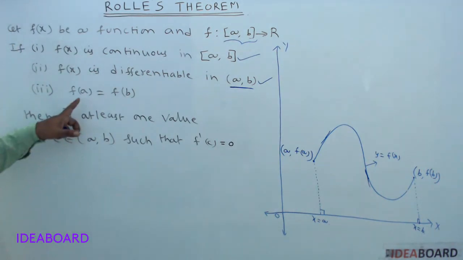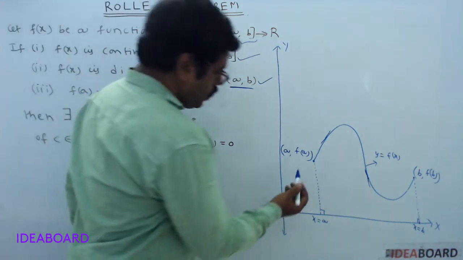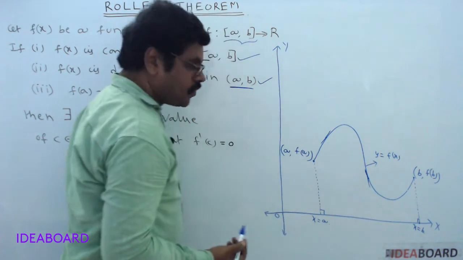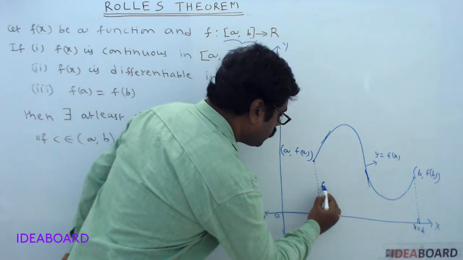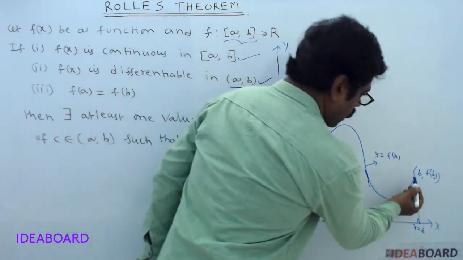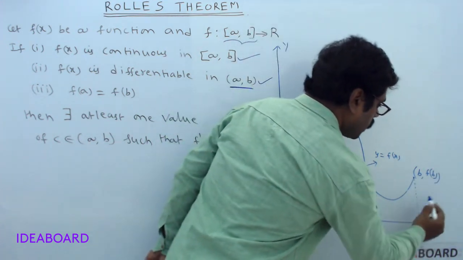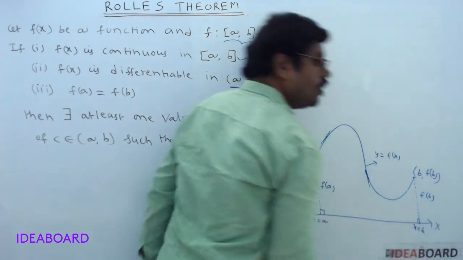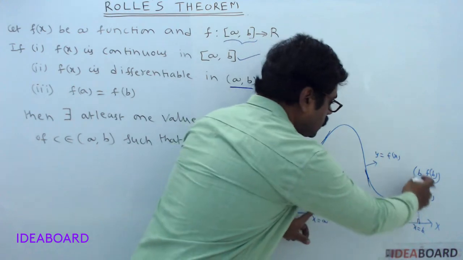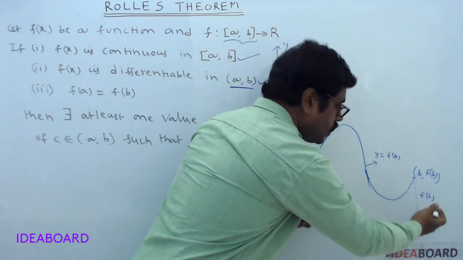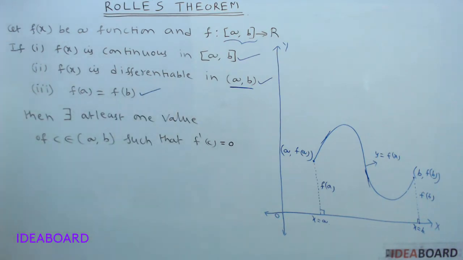Now come to the third condition: f of a equals f of b. Now this point's coordinates are a comma f of a. Here the y coordinate is f of a, and this length is nothing but f of a. Now this point's coordinates are b comma f of b, and this length is nothing but the y coordinate f of b. Now from the graph it is clear that this length and this length are both equal. It means the third condition in our Rolle's theorem is also satisfied.